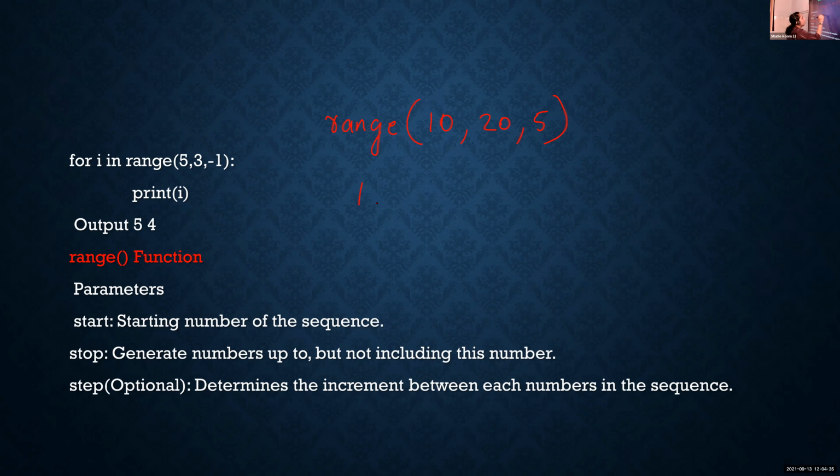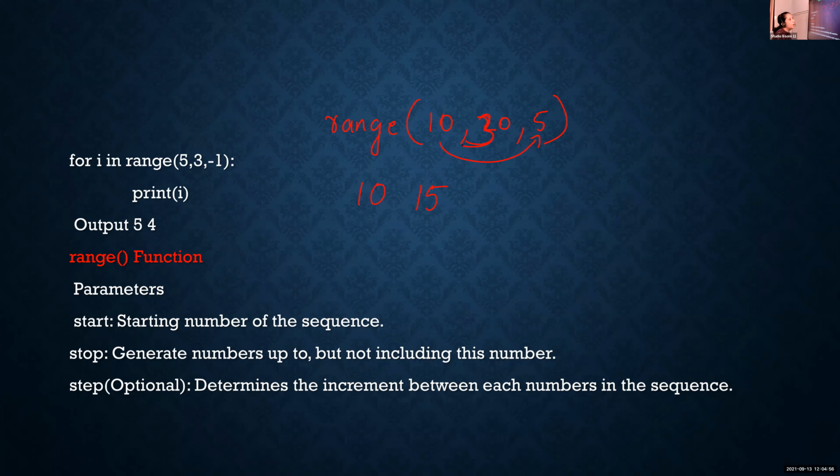Okay. So 10 is the start value, so the first result is 10. After that, it is incremented by 5, so the next value is 10 plus 5, 15. After that, 15 plus 5. I'm giving 30 here so you can understand more.